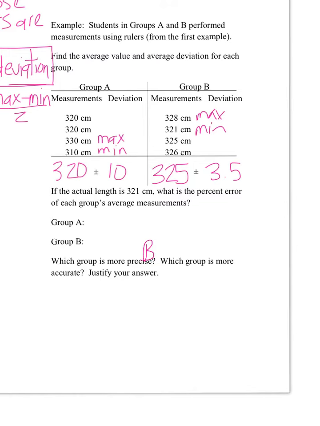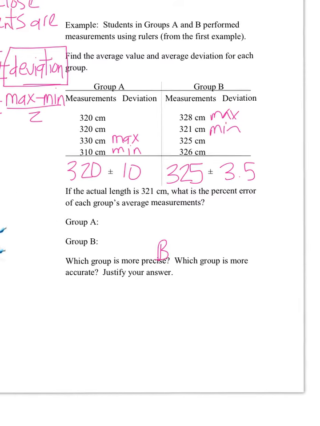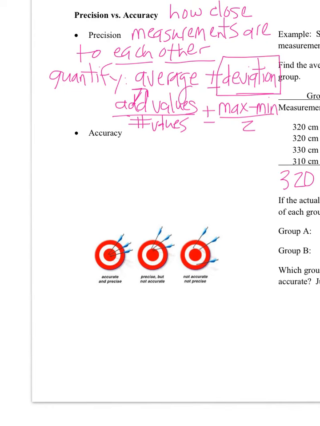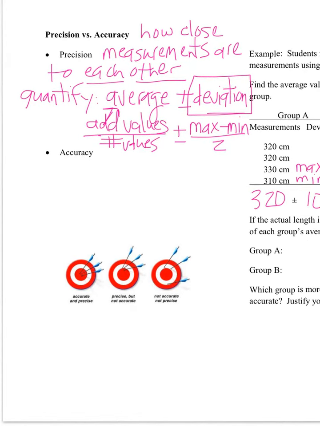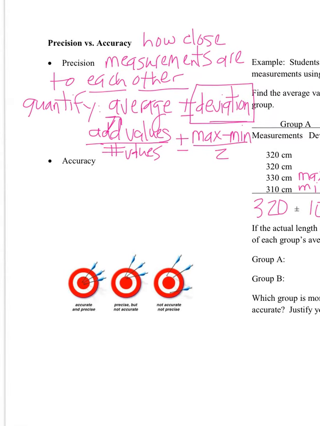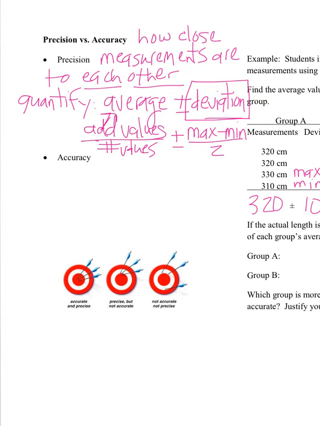Okay, so let's go back to the notes on this side over here. We'll talk about accuracy. So accuracy then is how close measurements are basically to the correct answer.